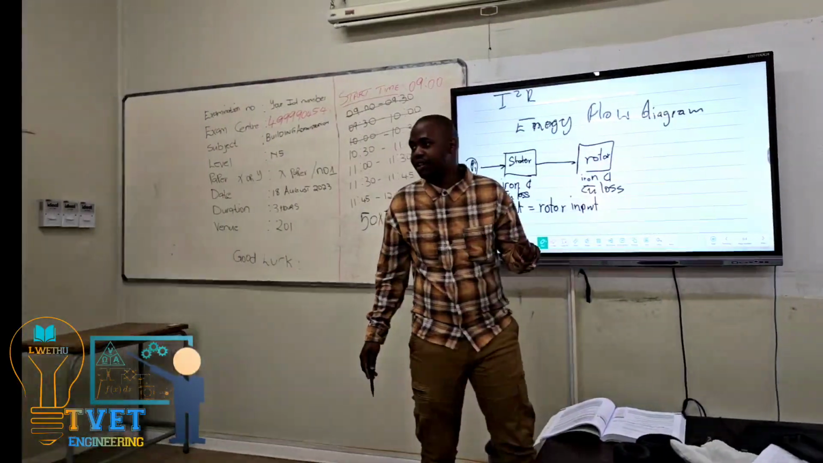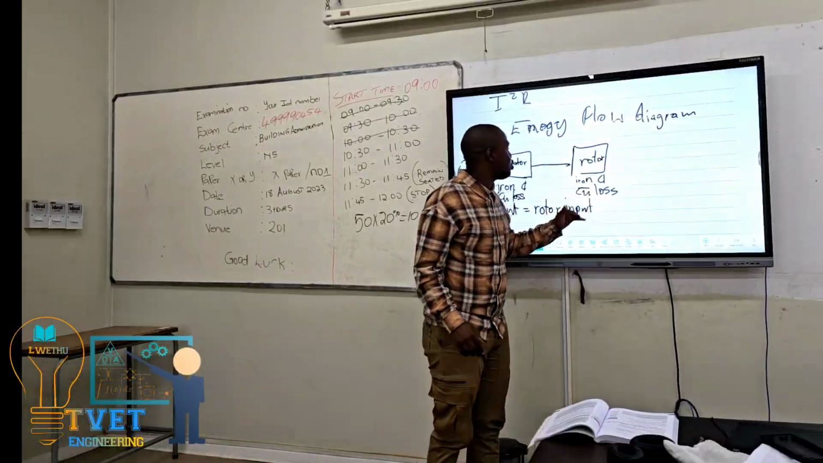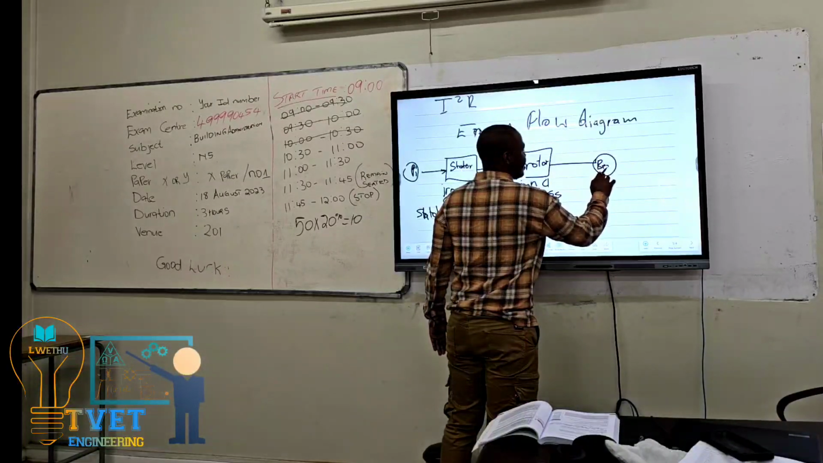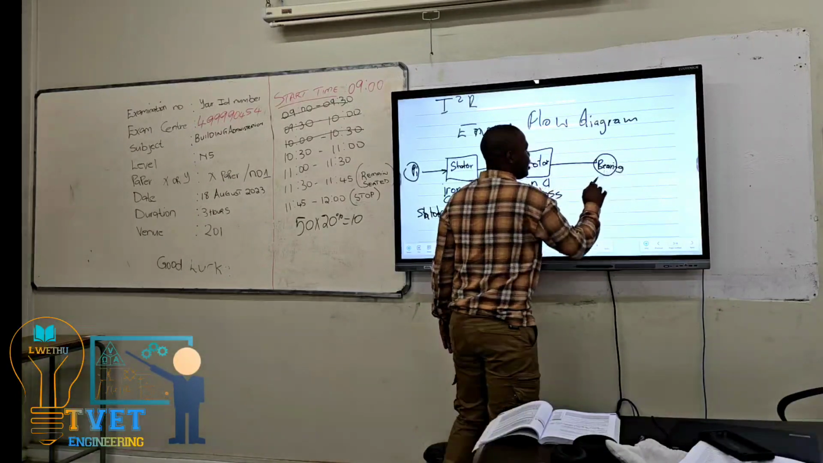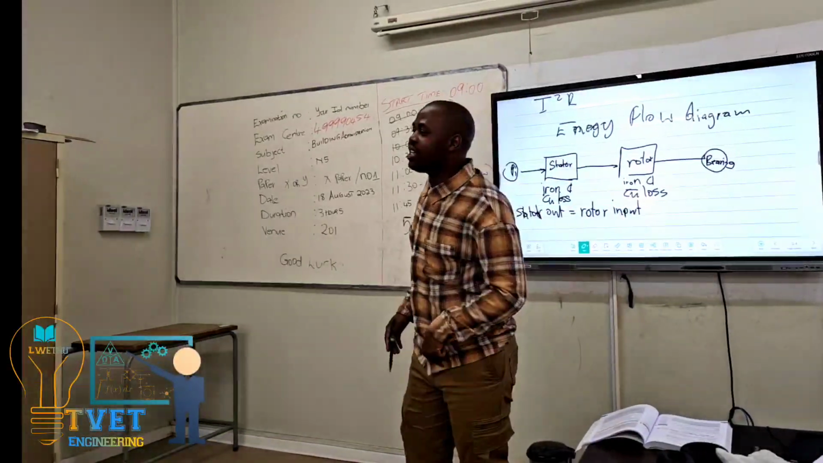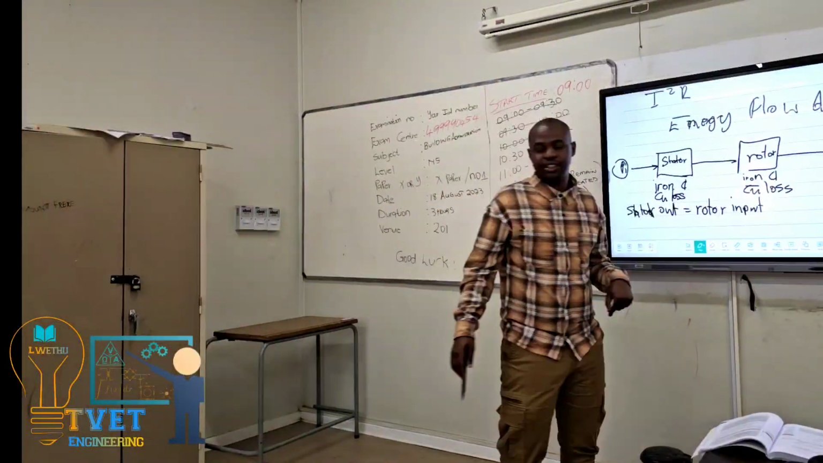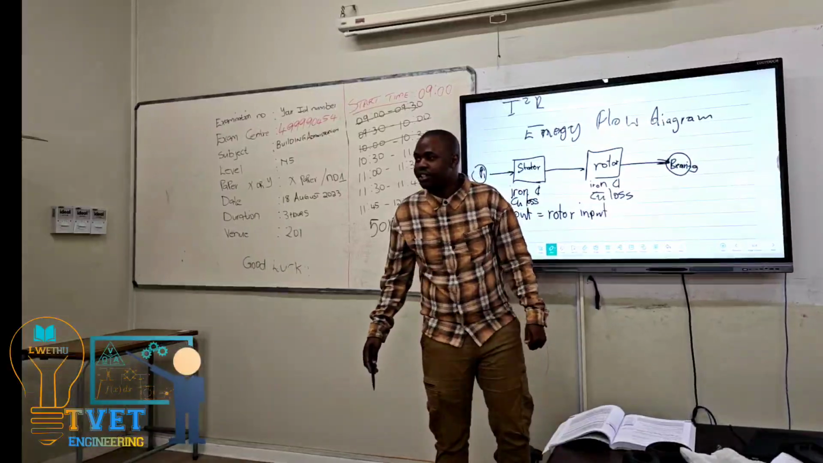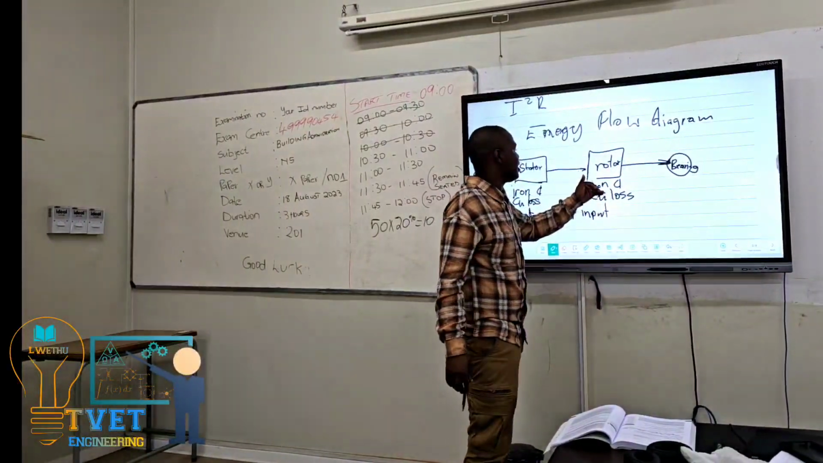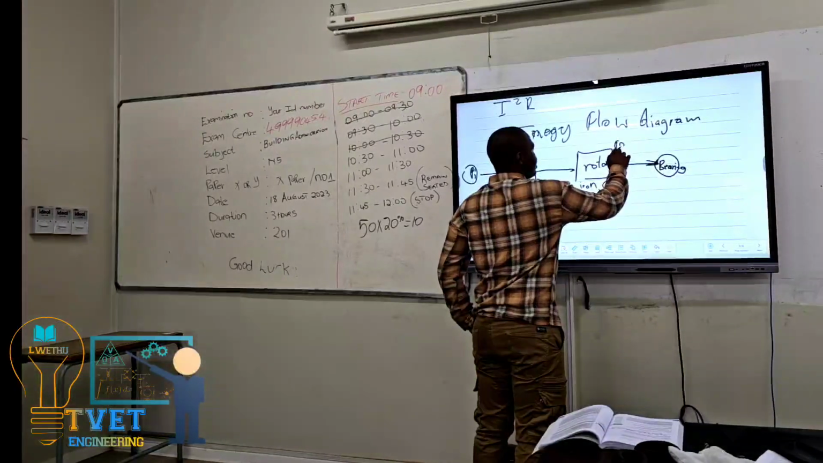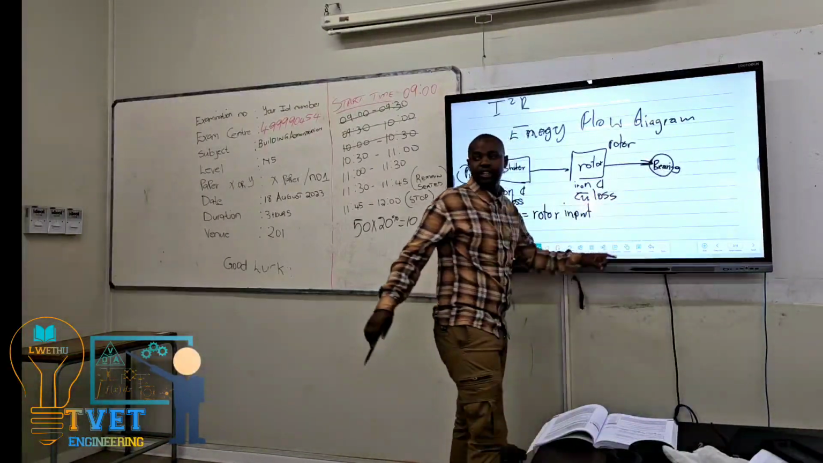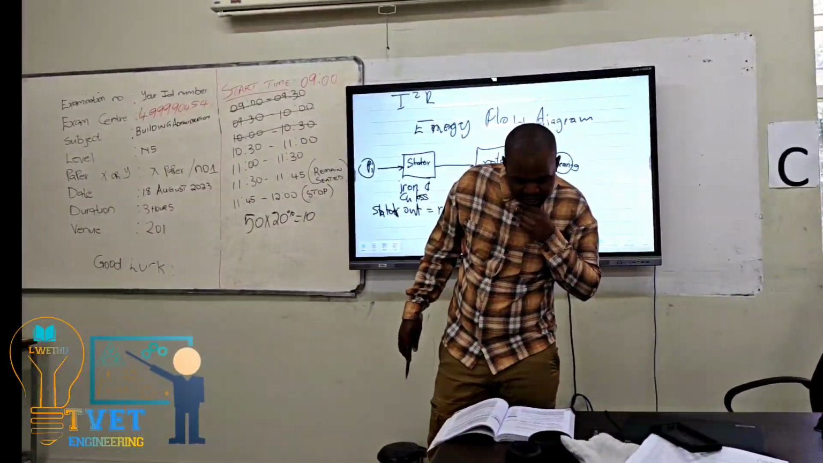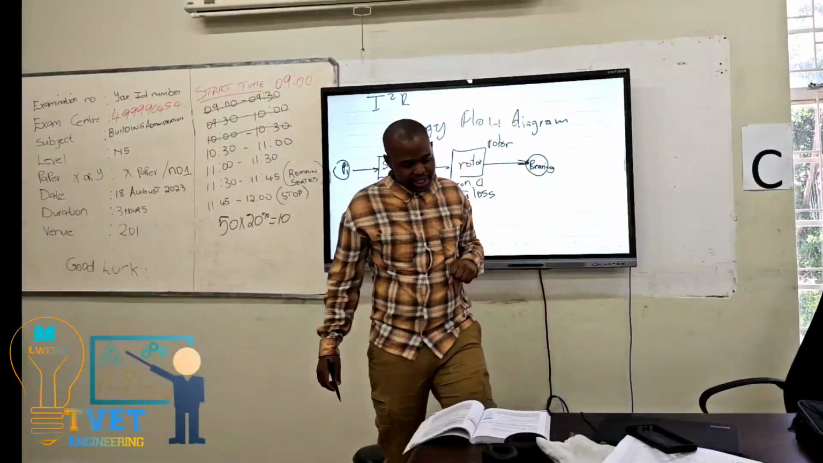After the rotor, we go to the bearings. This is where we get only a friction loss. We don't have the iron loss and copper loss here, only friction loss. So the rotor output is the input to the bearings.